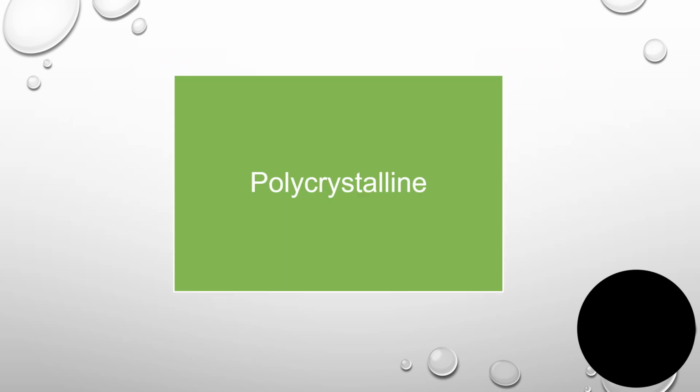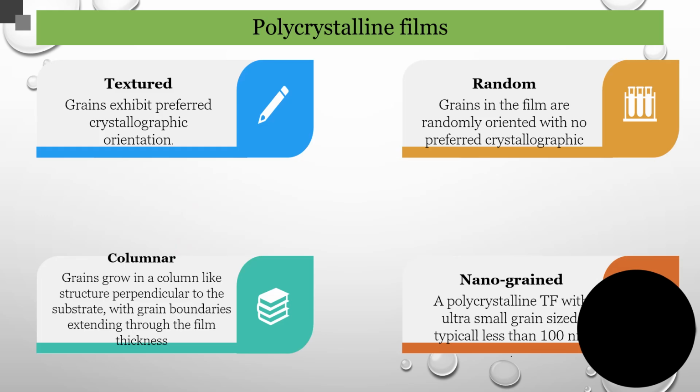The next one is polycrystalline. So what happens with polycrystalline? Polycrystalline can be divided into four, which are textured, grains with preferred crystal orientation; random, where grains in the film are randomly oriented with no preferred crystallographic orientation; columnar, where grains grow in a column-like structure perpendicular to the substrate; and nanograin, which is a polycrystalline thin film with an ultra small grain size, typically less than 100 nanometers.